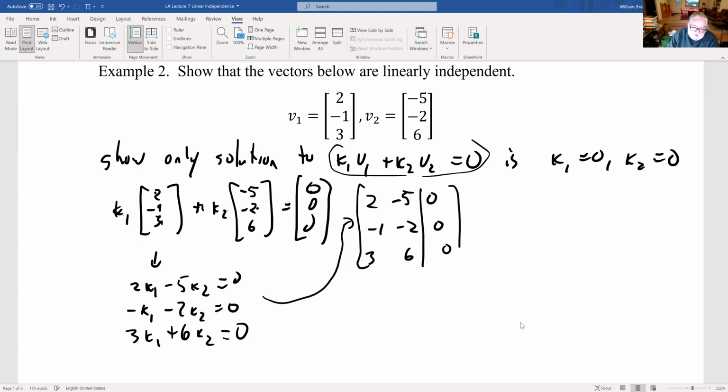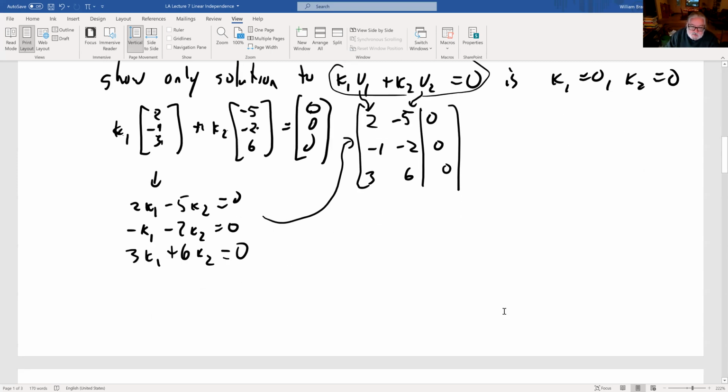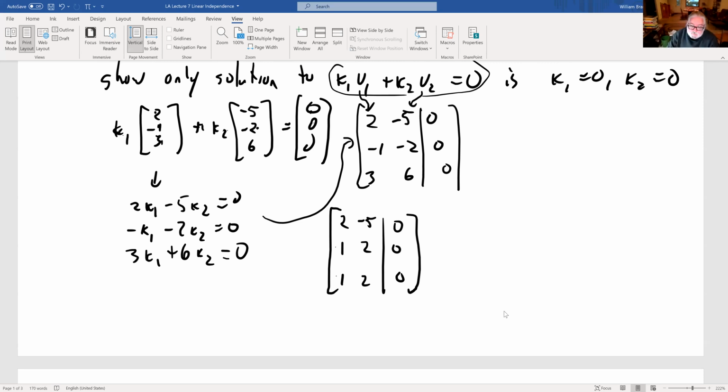And then we want to reduce that. Note again that V1 is our first column, V2 is our second column. So what's the easiest way to deal with this? I'll multiply the middle row by -1 just to tidy up a little bit, and divide the bottom row by 3. And we get that. It's easy enough to get rid of the bottom row, because we'll just subtract it from the middle row. And we get 2, -5, 0; 1, 2, 0; 0, 0, 0.